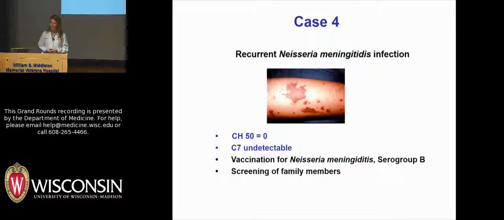Going back to our case here, it's a patient with recurrent Neisseria infection. Her CH50 was 0. The C7 was undetectable. She underwent vaccination for Neisseria meningitidis serogroup B, the one not covered in the quadrivalent vaccine that's recommended. And then she also underwent screening of the family members, with one sibling being positive.